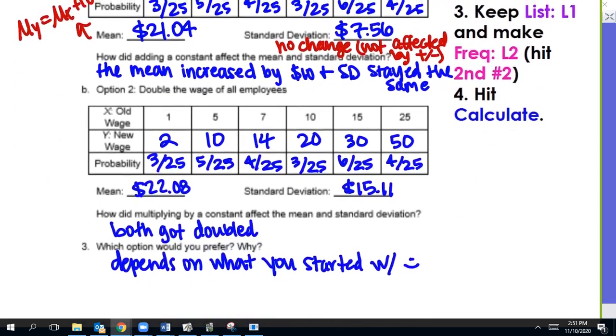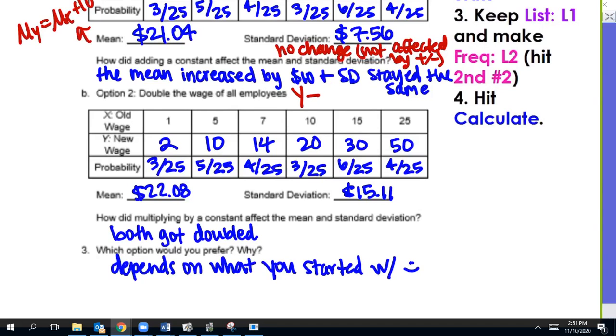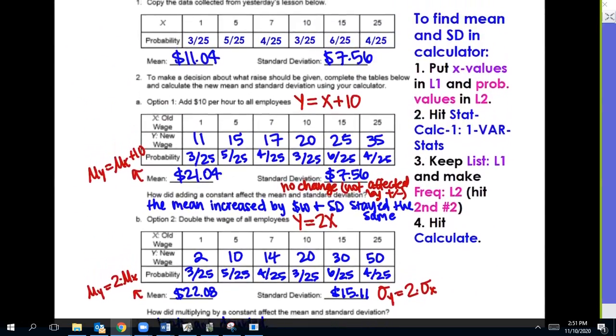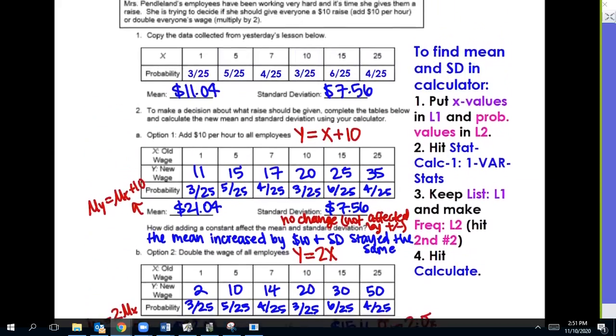For option 2, we doubled it. So let's say this time y equals 2x. And so what you should notice here is that the mean, mu of y equals 2 times mu of x. And the standard deviation of y equals 2 times standard deviation of x. So hopefully you notice that. And for number 3, depends on what you started with. Also notice the probabilities never changed, and so that will keep the shapes the same, which we'll see when we do the important ideas.